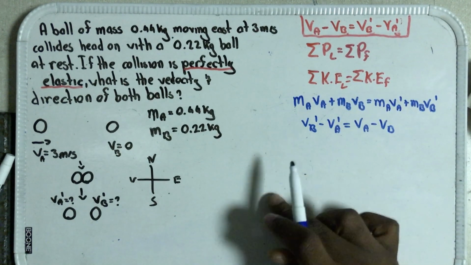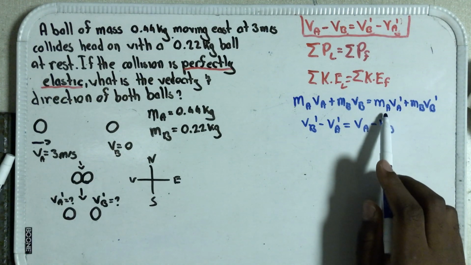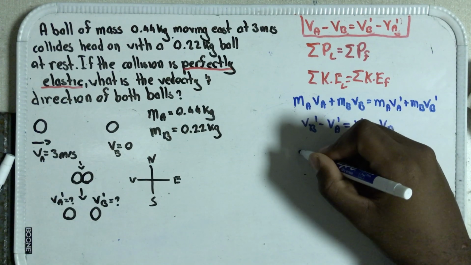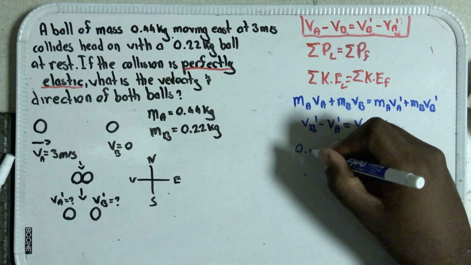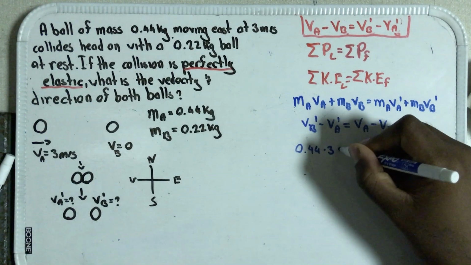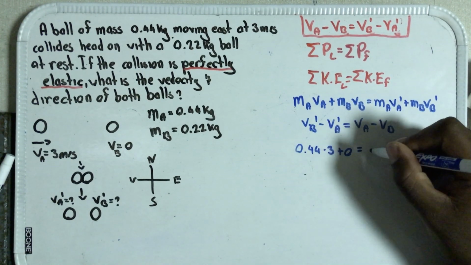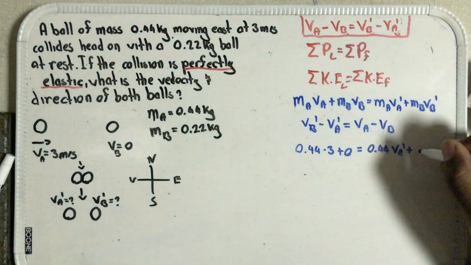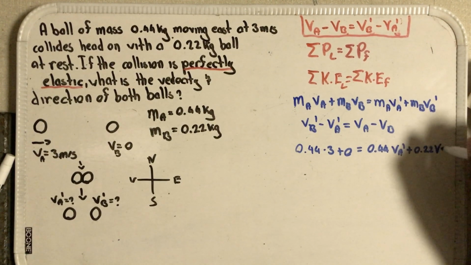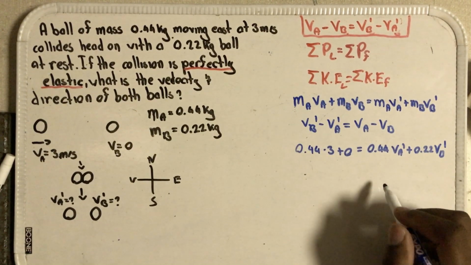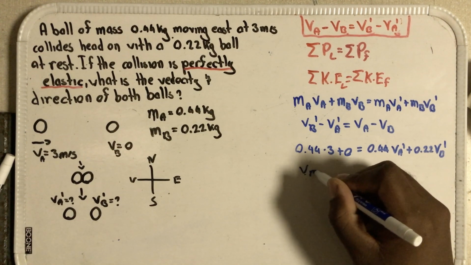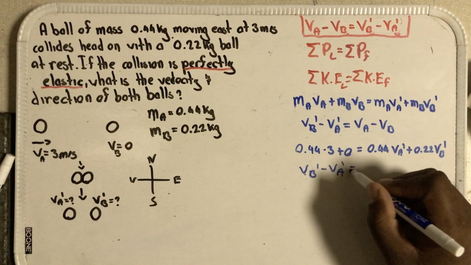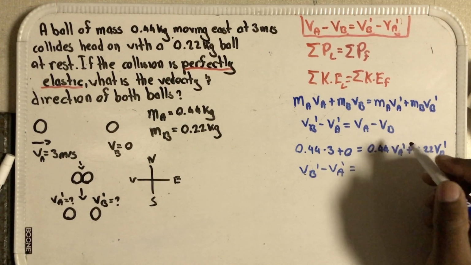So let's actually start putting in some things. For my first one, I have 0.44 times 3 plus 0, because B is initially at rest, is equal to 0.44 times final velocity of A plus 0.22 times final velocity of B. And the second one just becomes final velocity of B minus final velocity of A is just equal to the velocity of A, because the velocity of B is 0.